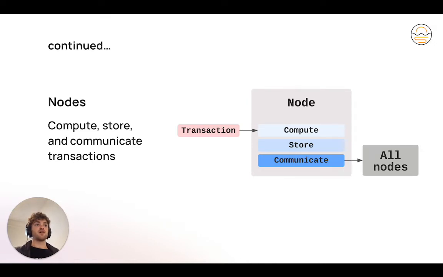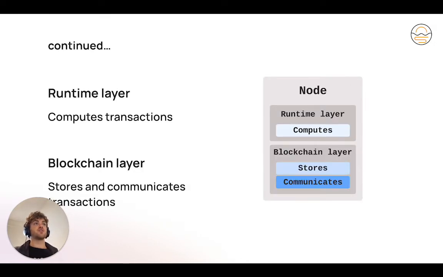Let's look further into how nodes do this. Nodes can be described as having two layers, the runtime layer and the blockchain layer. The runtime layer is responsible for computing transactions data. It's a decentralized virtual machine that is oblivious about whether it is running on a blockchain at all. All it does is run the transactions. On the other hand, the blockchain layer is responsible for feeding transactions to the runtime virtual machine and storing the output of the runtime layer accordingly as blocks.